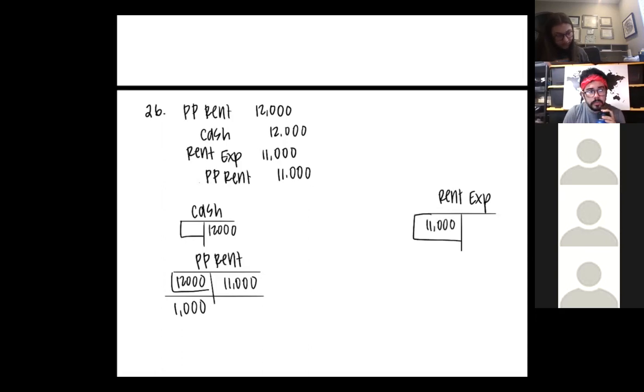All right, so what's my answer? So assets would be overstated. Nothing for liabilities. And net income would be overstated. Good. Very good. Any questions on this one?